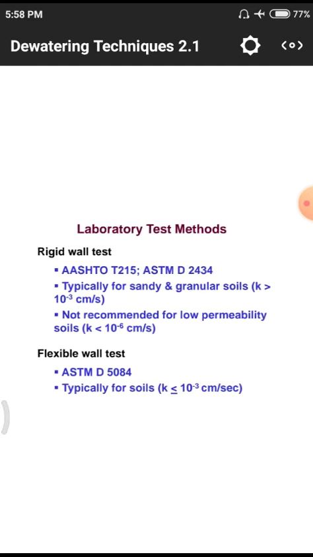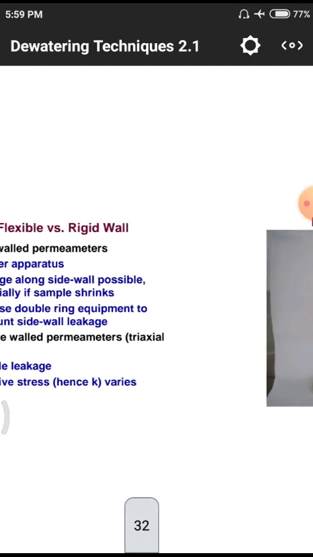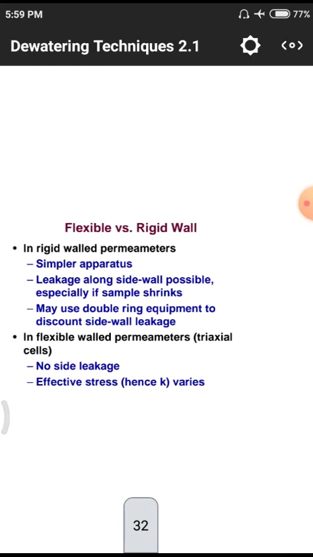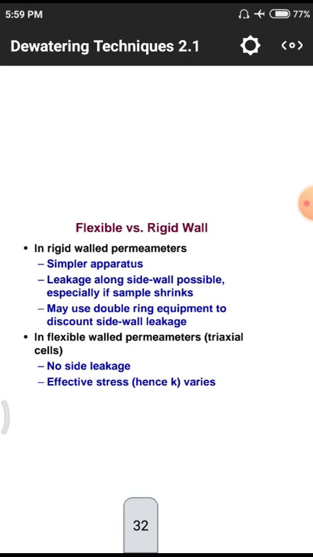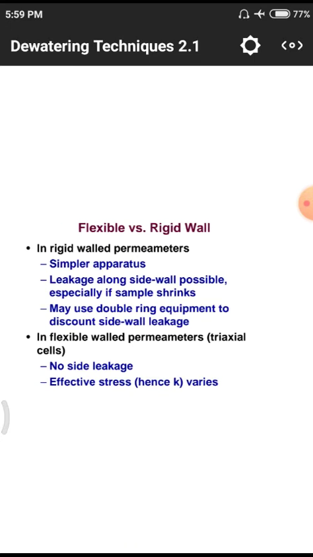Next one, laboratory test methods for rigid wall tests and flexible wall tests. We have these formulas. ASTM means American Society for Testing and Materials. We normally use IS methods, that means Indian Standard methods, which are related to the American standard methods. For your better understanding, I am using this PPT for presentation.